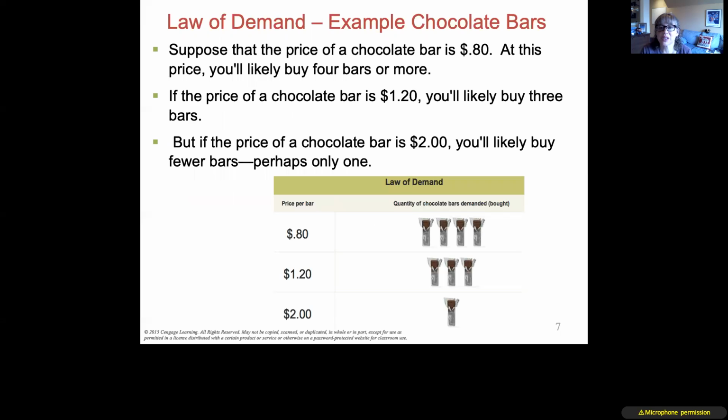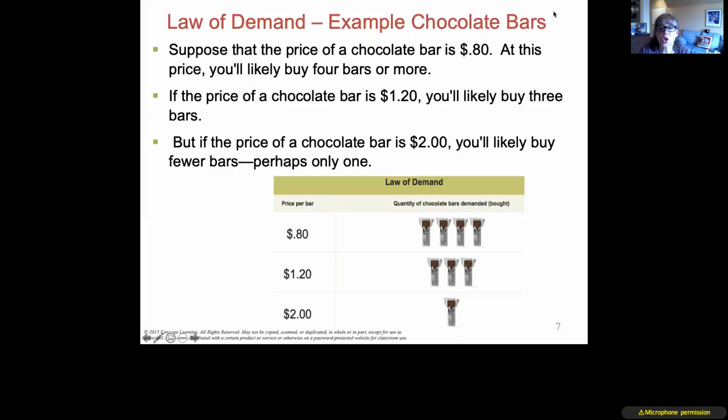We're going to use chocolate bars a lot in this particular class, so get used to the chocolate bars. So, in an example of chocolate bars, suppose the price of chocolate bars is 80 cents, and at this price, you're likely to buy about 4 bars or more. That means that if the price of the chocolate bars was $1.20, you say to yourself, well, I'm not going to buy 4 or more, I'm going to only buy 3. And if the price went to $2, you're likely to buy even fewer.